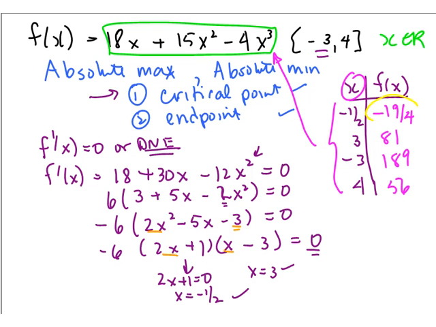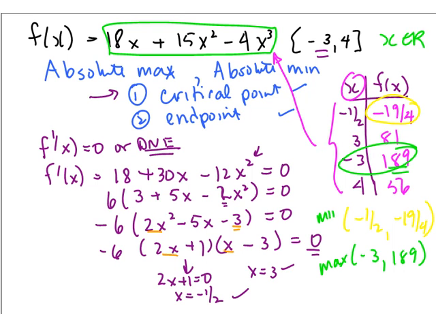So looking at these y values, we can establish that this is the absolute lowest one, which means that negative 1/2, negative 19 over 4, is where the absolute min happens. And on the other side, the absolute max, because 189 is definitely bigger than everything else, the max is at negative 3 and the y value is 189. So this is the max and this one's the min. And if you were asked to find exactly what the max is, you would only answer what the y value is. This gives you both where it happens and how high or low it goes.